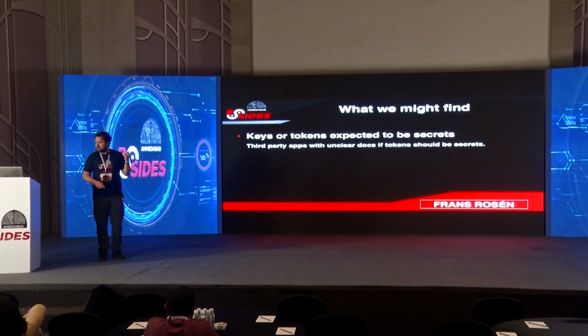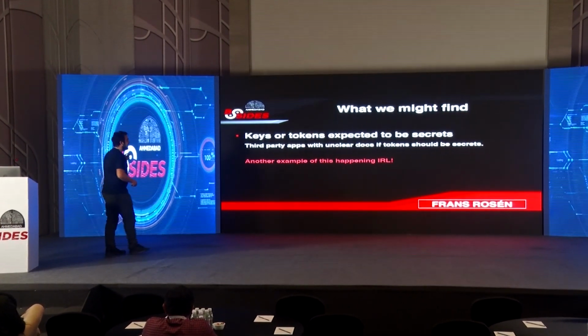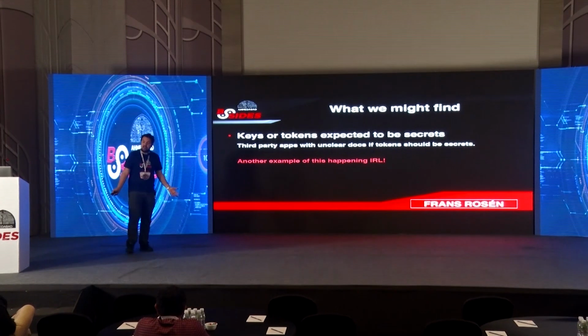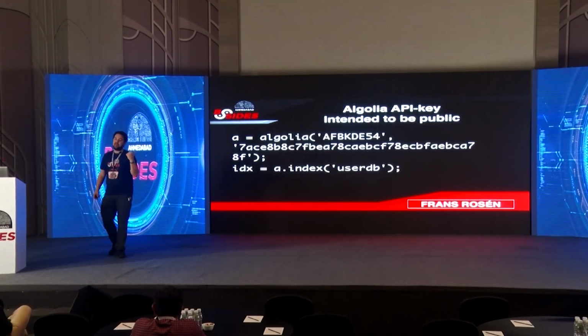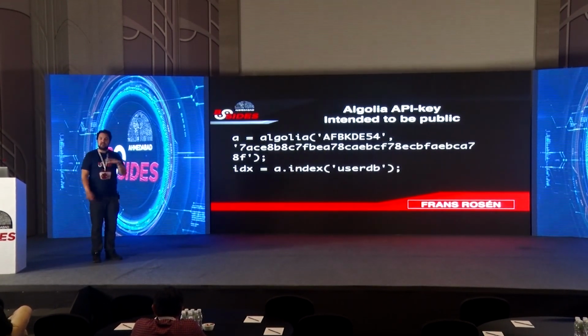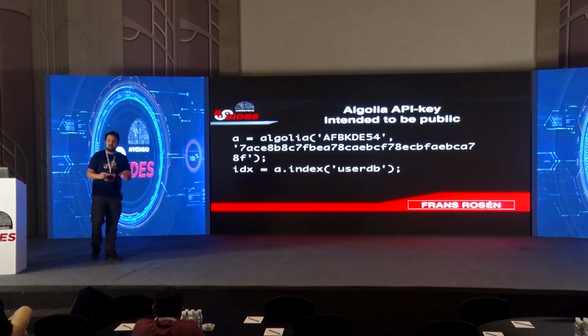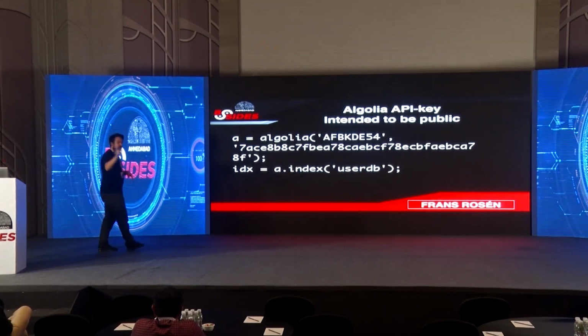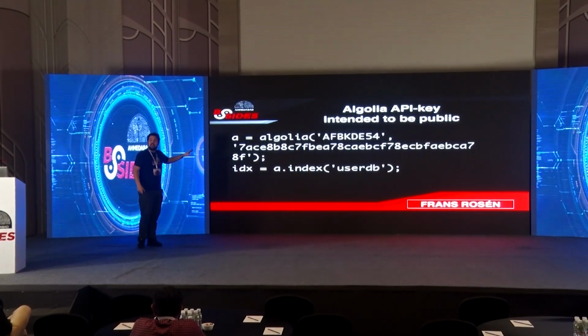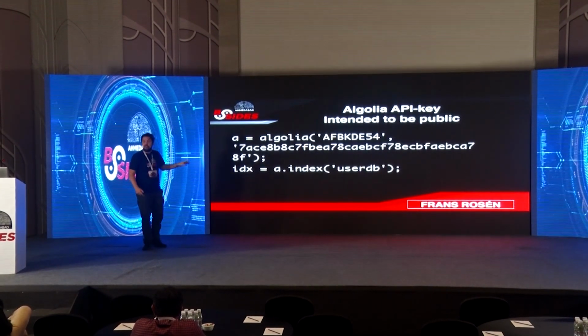Another thing that we might find, another example, is basically something that is intended to be public. This is an Algolia API key. Does someone recognize Algolia? Has someone seen Algolia, looking at the JavaScript before? Raise your hand, please. Okay, some of you. All right. This is not intended to be a secret. This is actually public information.